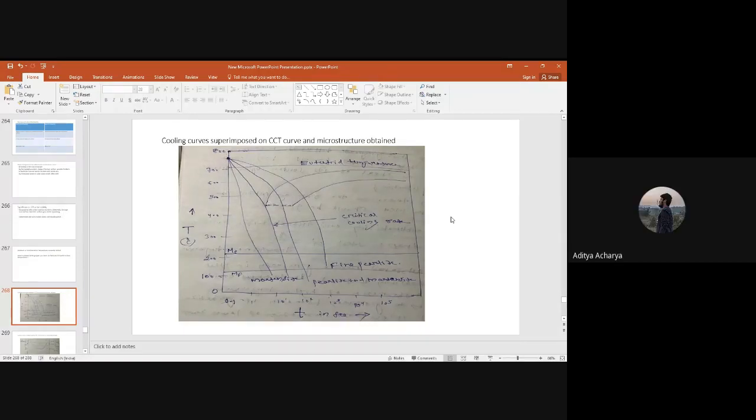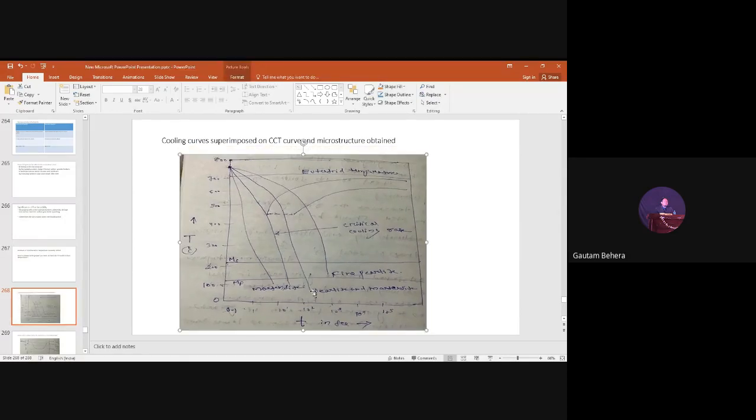Yes, sir. Similarly, can anybody right now justify why this cooling curve is giving rise to perlite and martensite both? Let me see who can answer. Why this cooling curve? Anybody can answer? If you have understood, can you tell me why this cooling curve is showing formation of perlite and martensite both? This one.